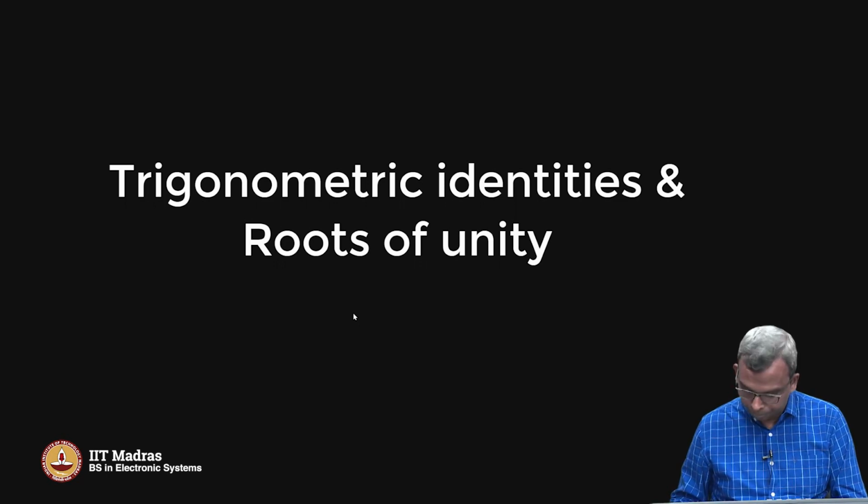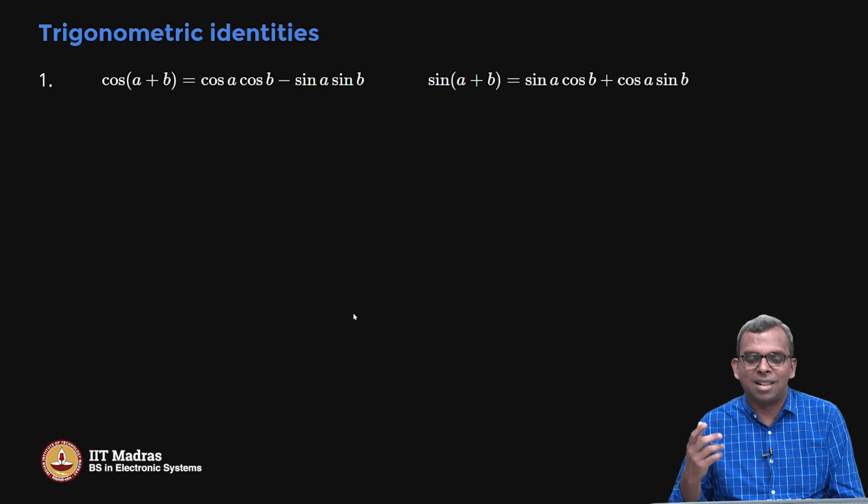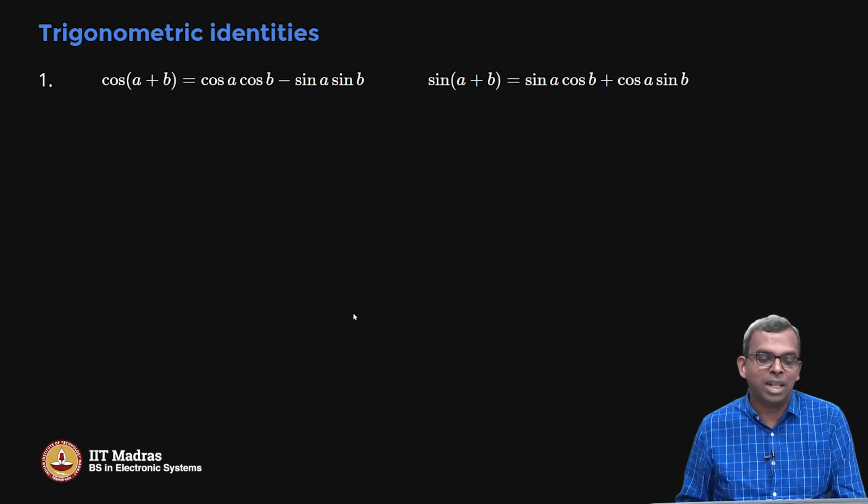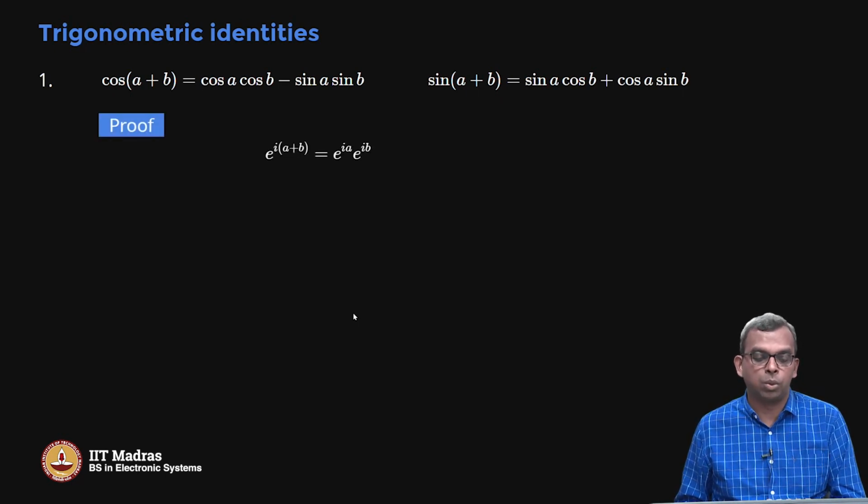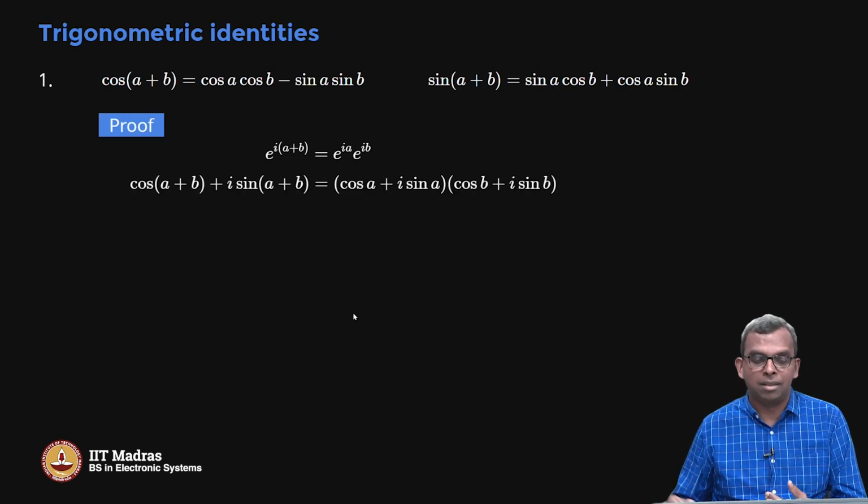Okay, let's get started. These are some of the really famous, very basic identities, and I just want to show you how easy it is to derive these once you know the complex exponential. You know e power i(a plus b) is e power i a into e power i b, and that's all you need to know.